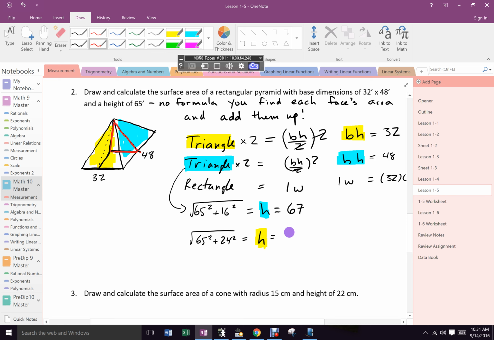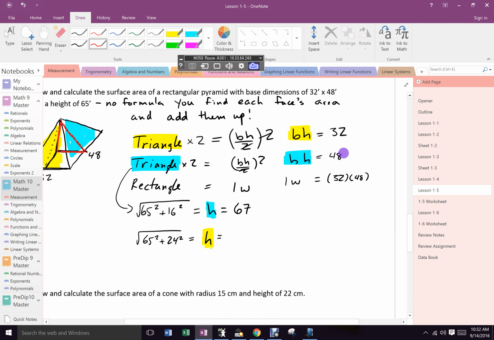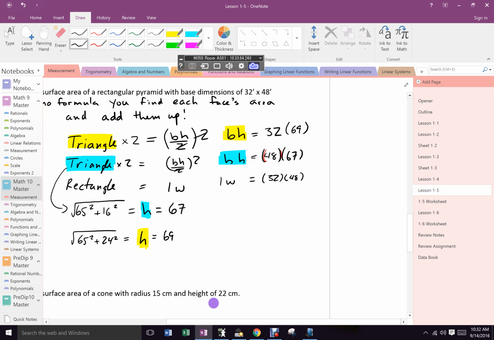How do I find the yellow height? Same way. So my blue height was 67. My blue height was 67. What's my yellow height? Same thing. 69.28, so 69, right? And then what do I do with those three answers? Add them up. And what do you get?